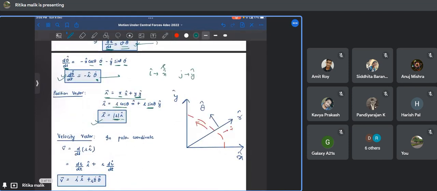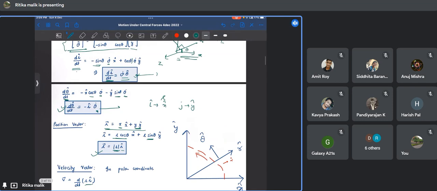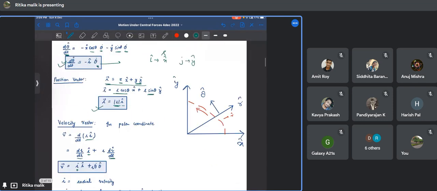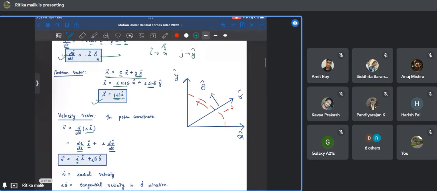Similarly, if you calculate the velocity vector, you just differentiate the r vector by dt, and the r vector is given by the magnitude of r in the r cap direction. So you differentiate the magnitude, you will get dr by dt, which is r dot. Then you have to differentiate r cap, dr cap by dt, and we have already calculated it is given by theta dot theta cap. So your velocity vector in polar coordinate system is r dot in the r cap and r theta dot in the theta cap.